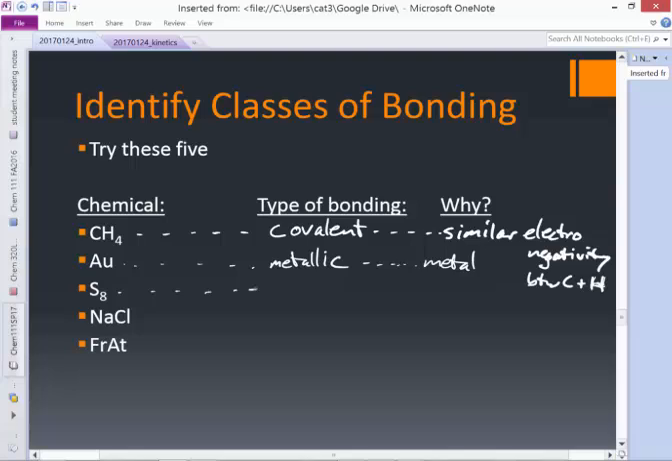Should probably have this in the other order, the Y first. Same electronegativity. Sodium chloride. It's ionic. Non-covalent, true, but ionic is the type of non-covalent, because you've got metal, non-metal, or very different electronegativities.